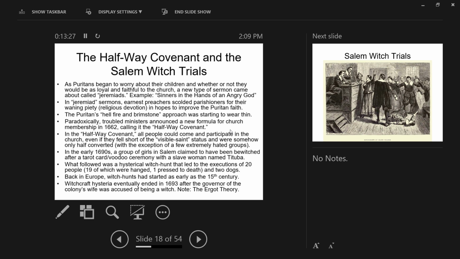20 people died and 2 dogs. Salem witch trials is one of the most controversial social and political events of all of colonial America. And it's one that people are still researching and trying to get to the bottom of all these years later. All because of children. Okay, so witchcraft at Salem Village.